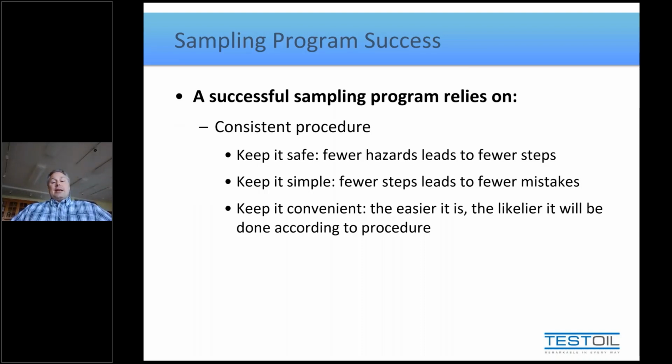So the procedure is our second consistency. We need a consistent procedure. And what we want to make sure is that we keep it safe. We don't put anybody in harm's way taking samples. We want to keep it simple, as few steps as possible, maintains consistency, and reduces the amount of error. And we want to make sure that we, of course, avoid contamination while we're doing any of this.